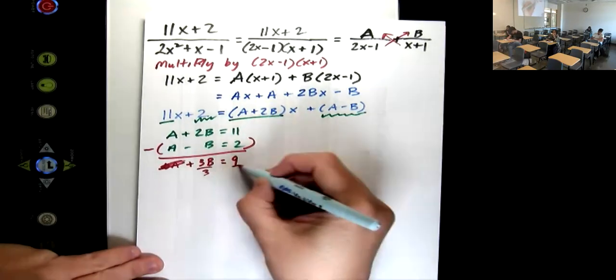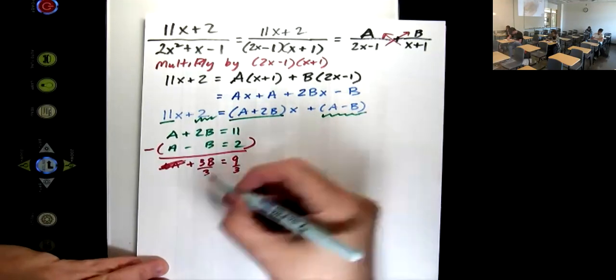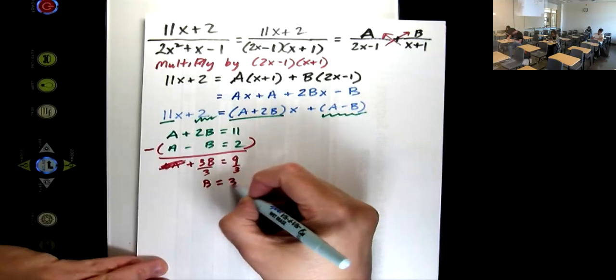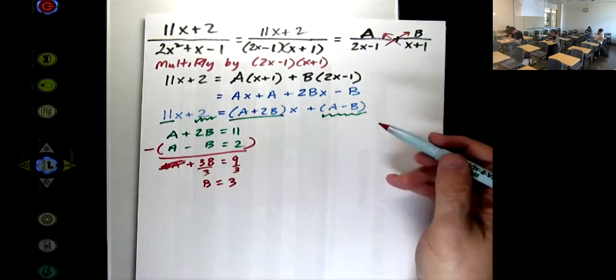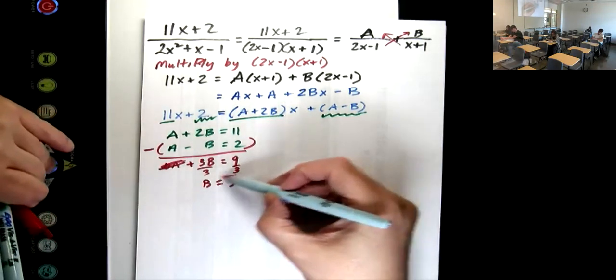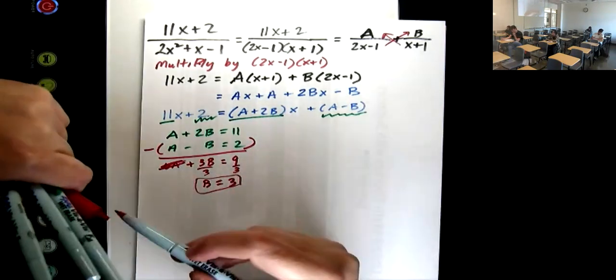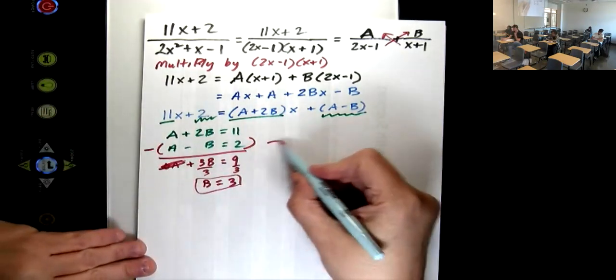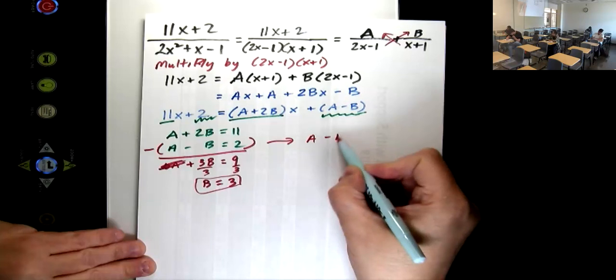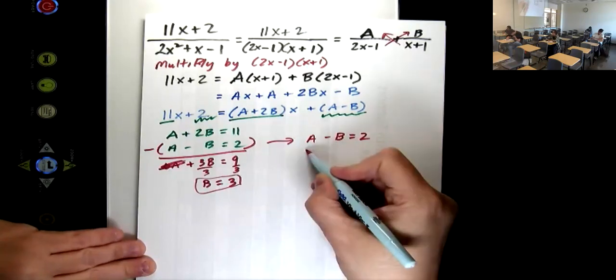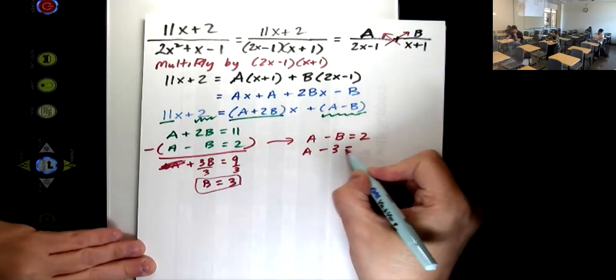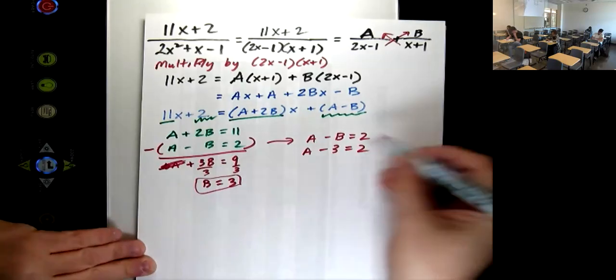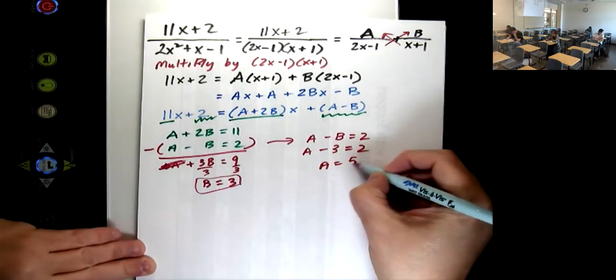We divide by 3. And we get b equals 3. Here I had a minus b equals 2. I plug that in, a minus 3 equals 2. And I get a equals 5.